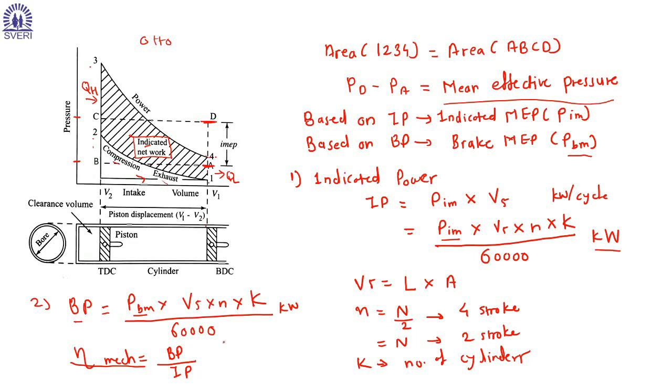Next, we'll see different efficiencies involved in IC engines. So as of now, we have seen different powers, that is indicated power, friction power, and brake power, then mean effective pressure. Now we'll see what are the different efficiencies defined in case of IC engines. Before that, we'll see first fuel power. This is actually the amount of heat liberated during combustion.